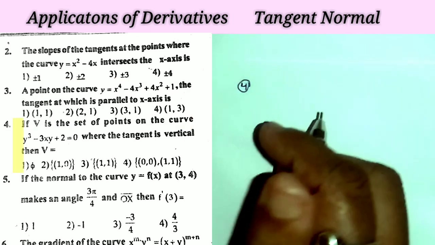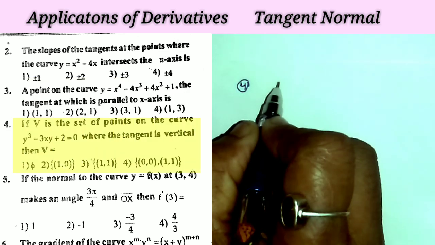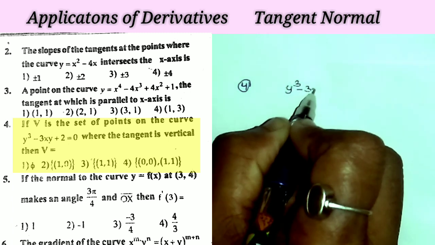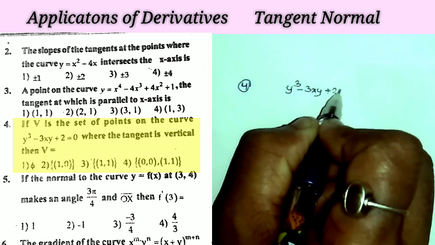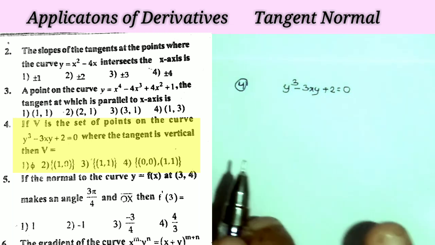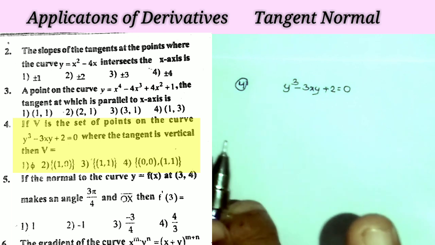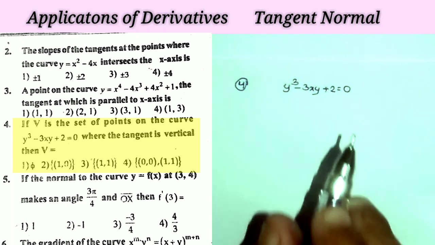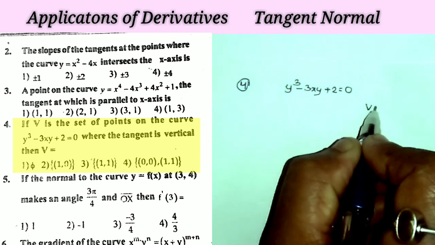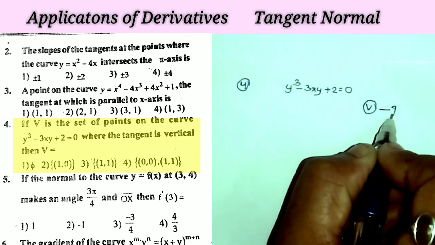That's all. Okay. Now the next question, sum number 4. V is the set of points on the curve y cube minus 3xy plus 2 is equal to 0, where the tangent is vertical. V is the set of points. Then V is equal to, we want the V value. What is V? Set of points. That is, we want the points here.